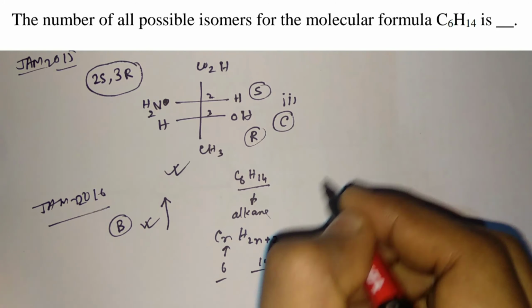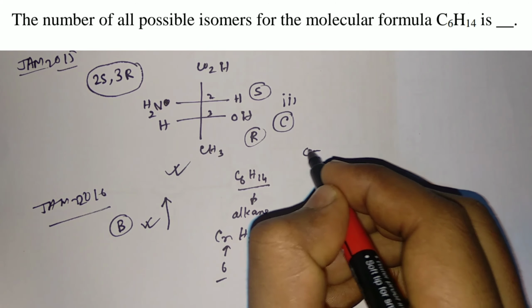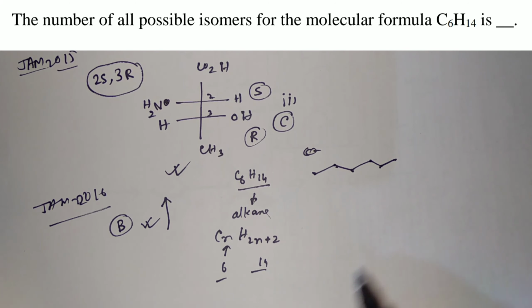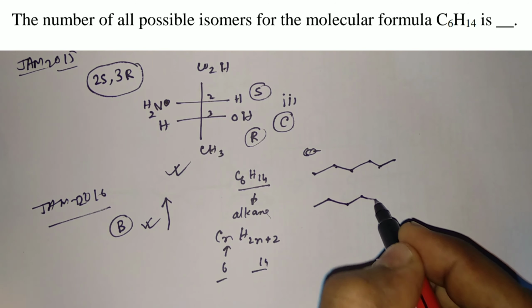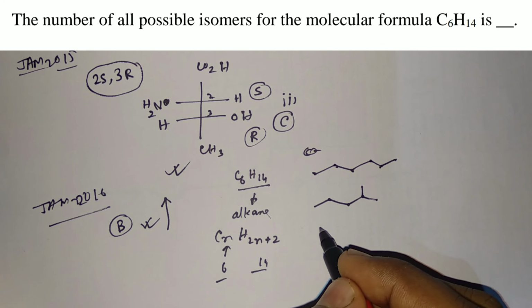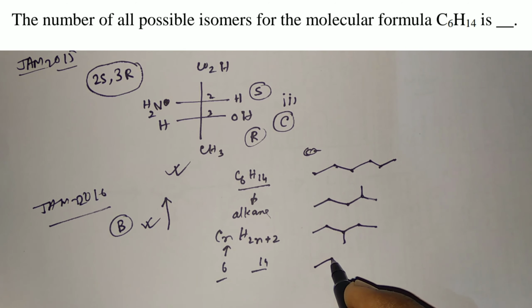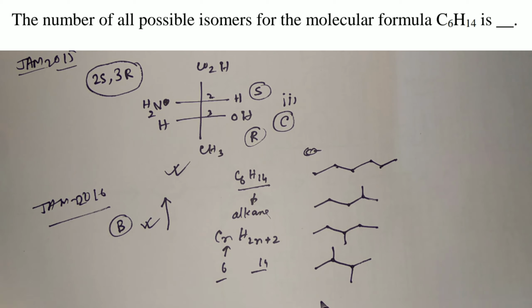You should know the answer, but I am considering it like this: 1 2 3 4 5, 1 2 3 4 5 6. This is one isomer, another isomer, another isomer, another isomer, and the last one is like this.